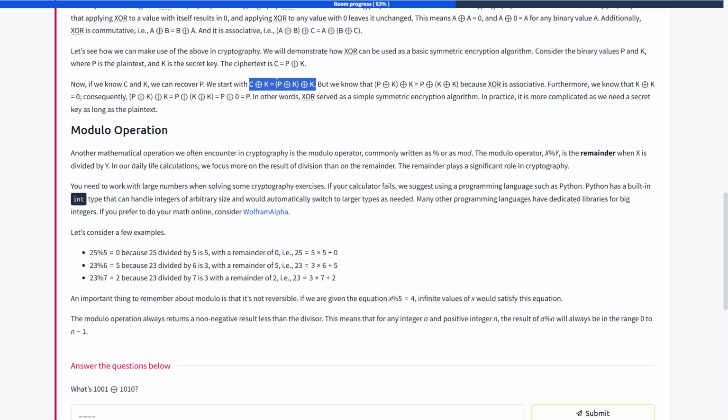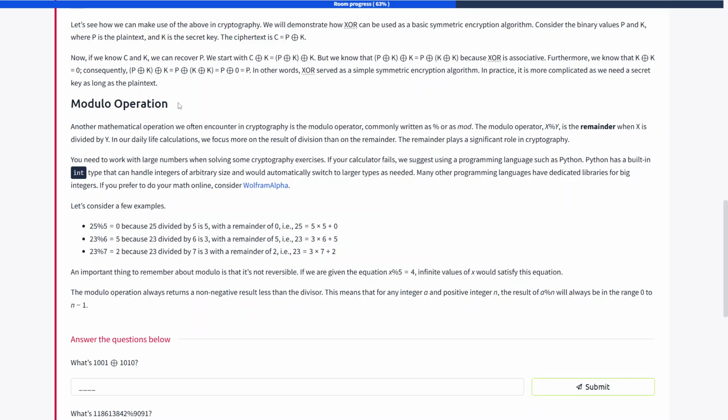Now we know that XOR satisfies the associative property. That means we can write the right hand side as P XOR (K XOR K). We also know that K XOR K will be equal to 0. Then that becomes P XOR 0, and we know P XOR 0 is P. That means the whole right hand side will become P. That means we would get the equation P equals C XOR K. That means the plaintext will be the ciphertext XOR with K, that is the key.